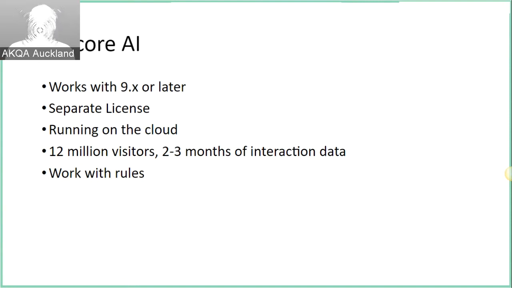Yeah, that's what, like 12 million visitors or visits and a minimum of 2-3 months of interaction data, because otherwise you will not be able to get it working; the algorithm needs a lot of data to work well. And it runs on the cloud with a separate license here.